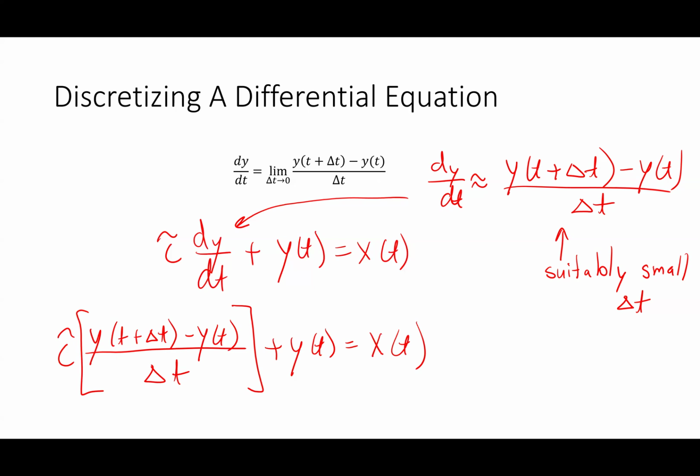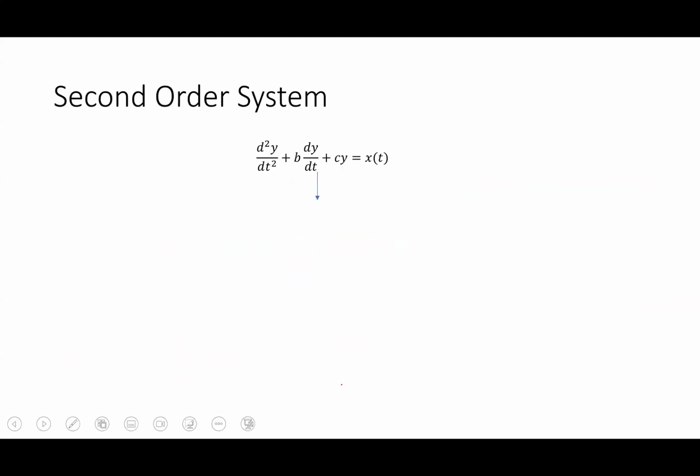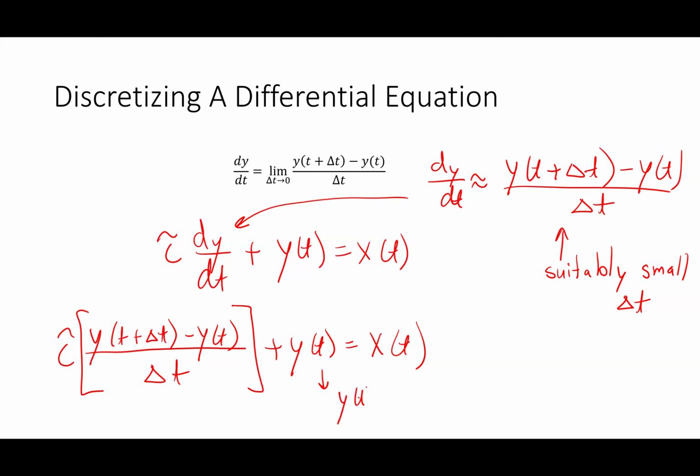I rearranged some stuff, and basically this is an algebra expression. Once I rearrange this, I always end up with, I can't remember how I phrased it, y of t plus delta t is equal to some constant times x of t plus some constant times y of t. What does this mean in words?